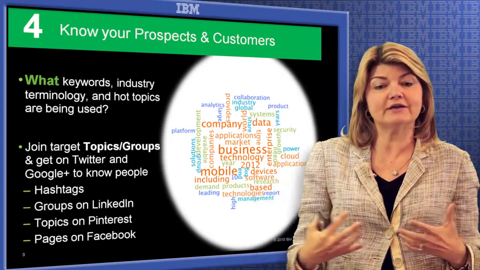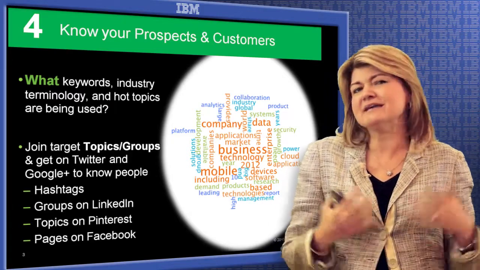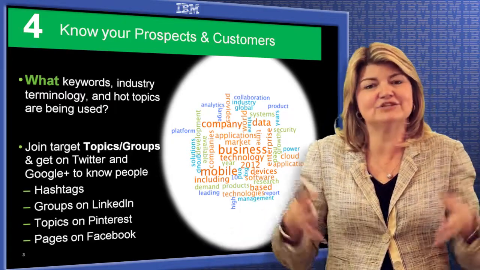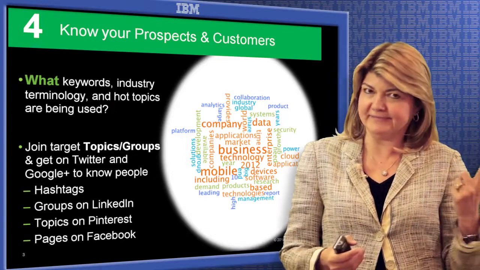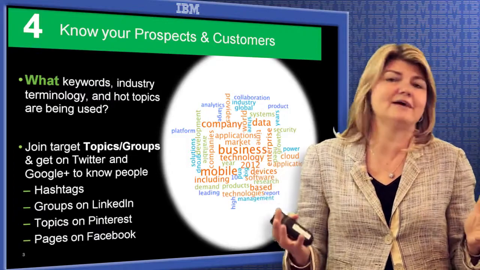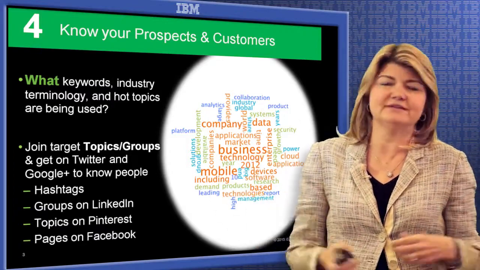Then you join target groups. So for instance, on LinkedIn, there may be a group around that topic. I may get on Twitter or Google. I may have an IBM Connections platform and start my own group around a topic, like I did a few years ago around SOA, because there really weren't any great topics or communities around SOA. I started my own. You can do that as well.